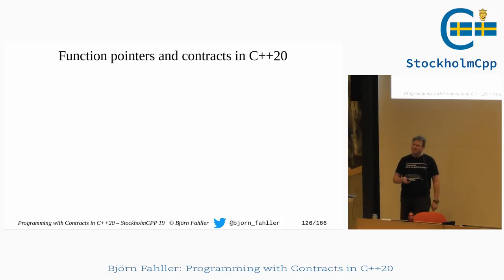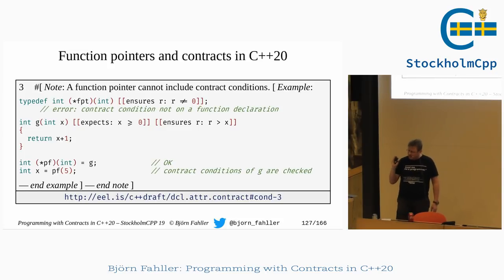And function pointers. Well, it doesn't say a heck of a lot about function pointers in terms of text mass, but it actually says very much. This small example says so very much. A function pointer cannot include contract conditions. That is interesting. But at the same time, you can assign a function pointer from a function that does have contracts. That is okay. And if you call the function through the function pointer, then the contracts are checked.